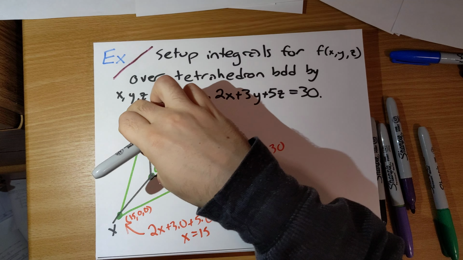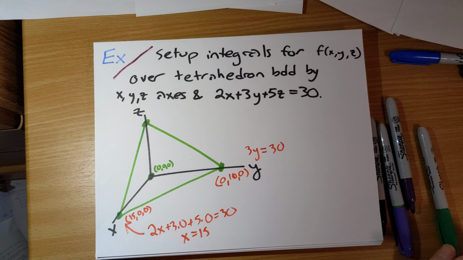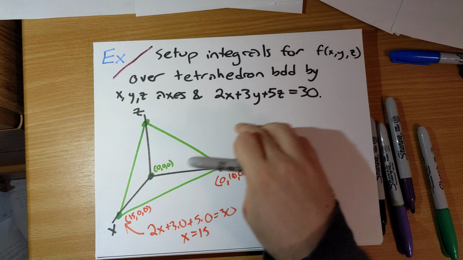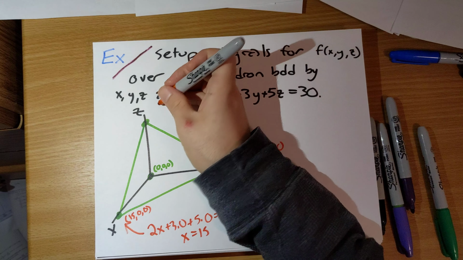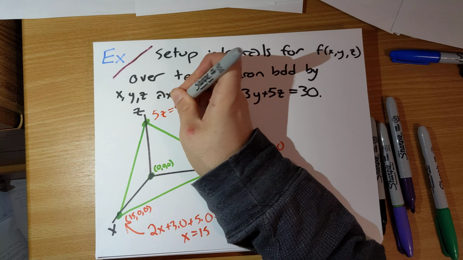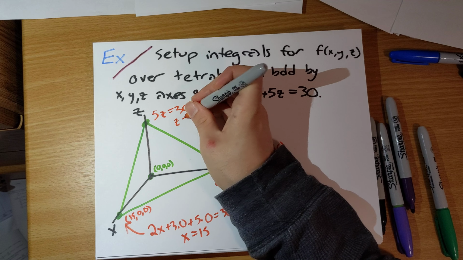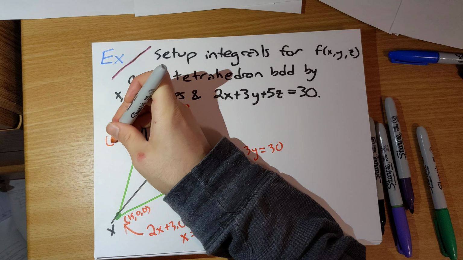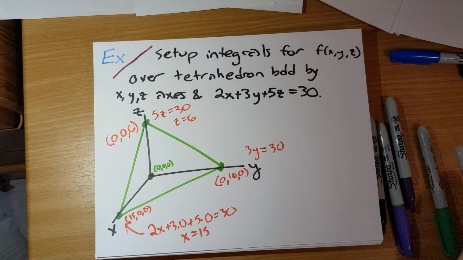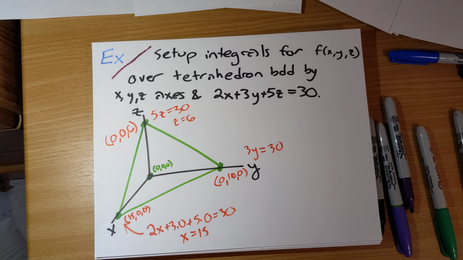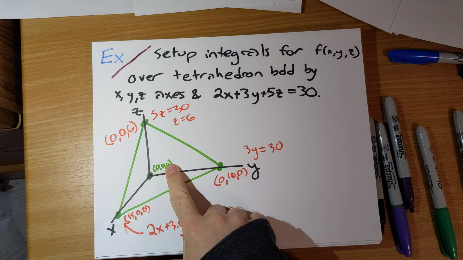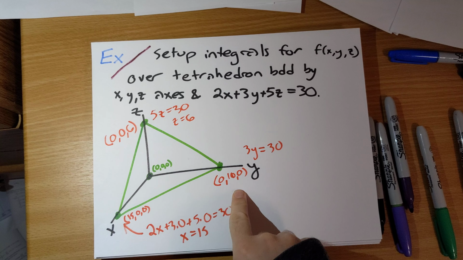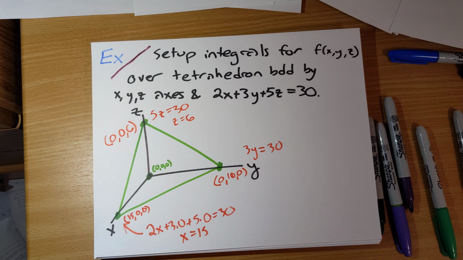And then finally, for where this intersects the z-axis, this is when x and y are both 0. 2 times 0 plus 3 times 0 plus 5 times z is equal to 30, z is equal to 6, so this is the point 0, 0, 6. So we're looking for the region, the tetrahedron with 4 vertices: 0, 0, 0; 15, 0, 0; 0, 10, 0; 0, 0, 6.